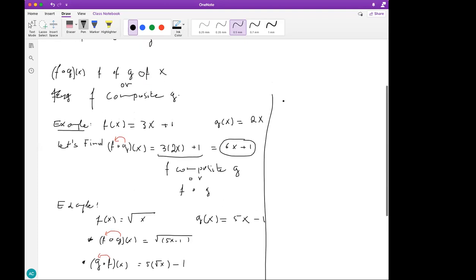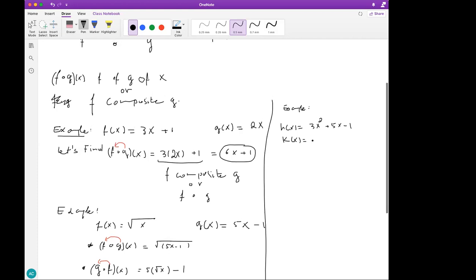All right, let's do one more example. Let's say h of x is 3x to the second plus 5x minus 1. Another function may be k, and we're going to call this maybe radical x.